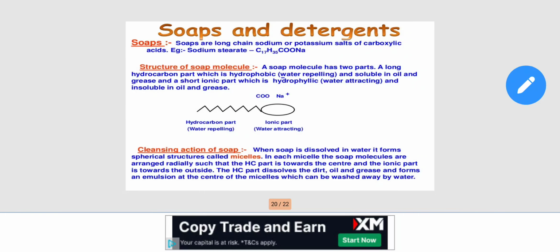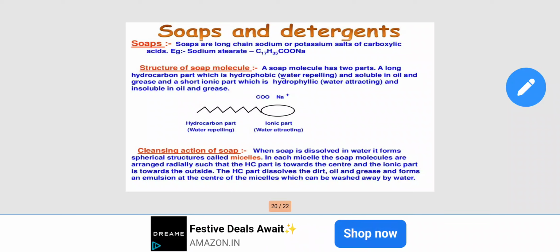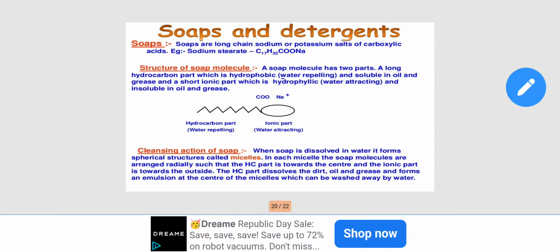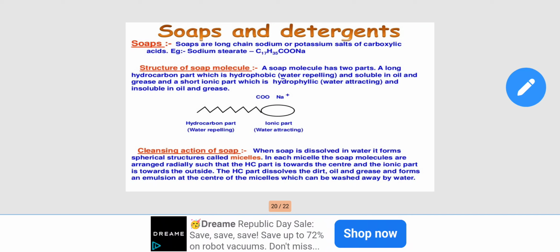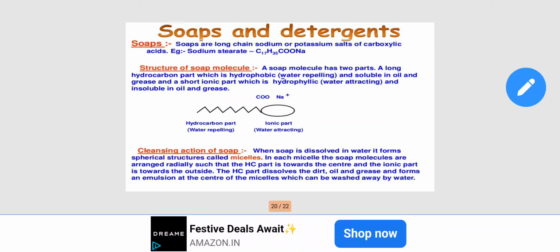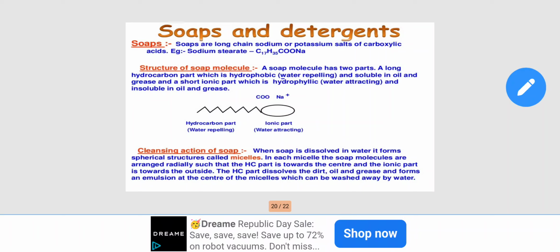Next, soap. Soaps are the sodium or potassium salts of long chain fatty acids. Soaps do not work well in hard water and form scum also. Soaps are long chain sodium or potassium salts of carboxylic acids. For example, sodium stearate, C17H35COONa.